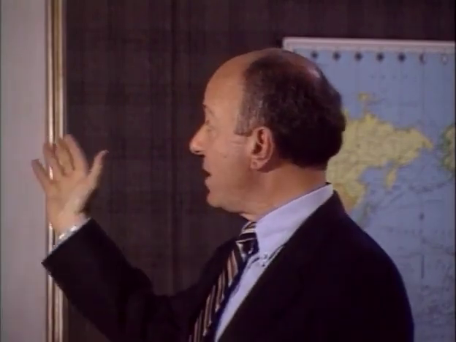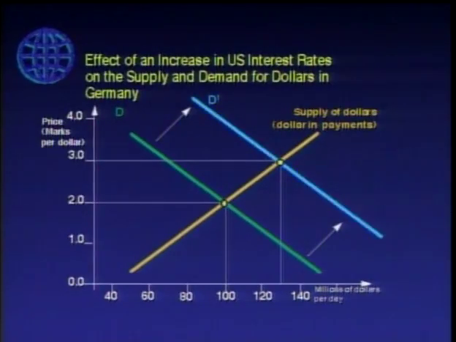So this is represented in this graph by an upward and rightward shift in the demand for dollars. And the result is an increase in the value of the dollar because demand has risen relative to supply. So that means an increase in the value of the dollar relative to the Deutschmark. So the exchange rate of the dollar relative to the Deutschmark goes up in this example.